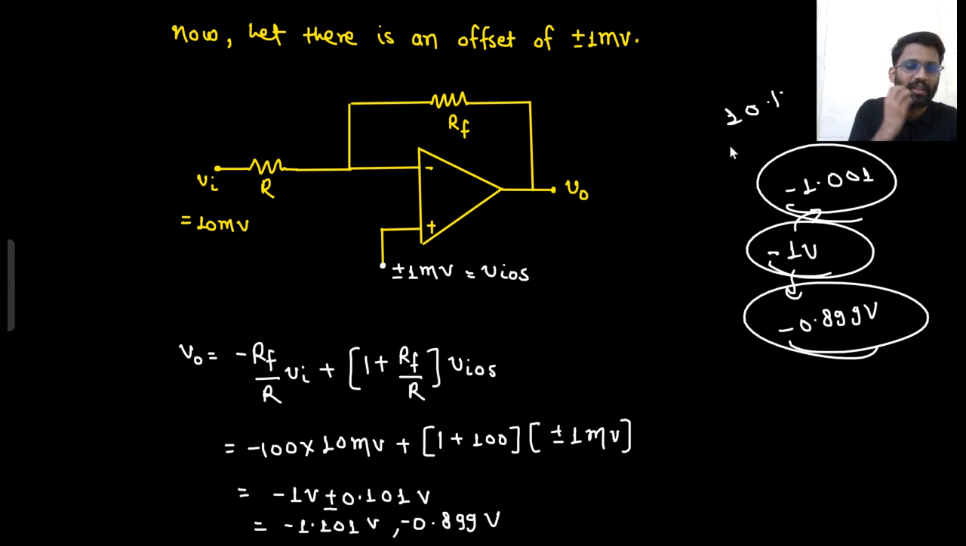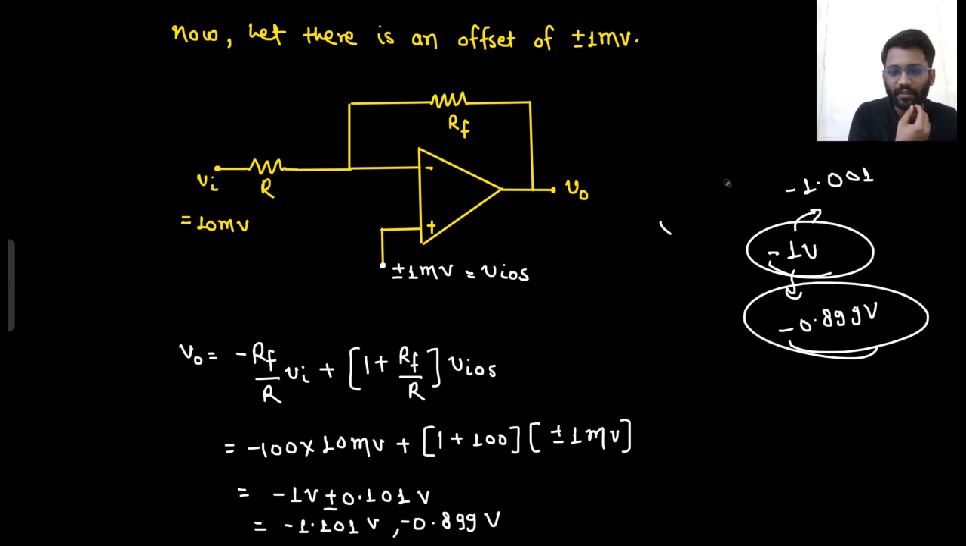What is 10% of 1? It is 0.1 only. So 1.1. No, it is not 10%. Sorry. Oh, sorry. Here I should write 1.101.